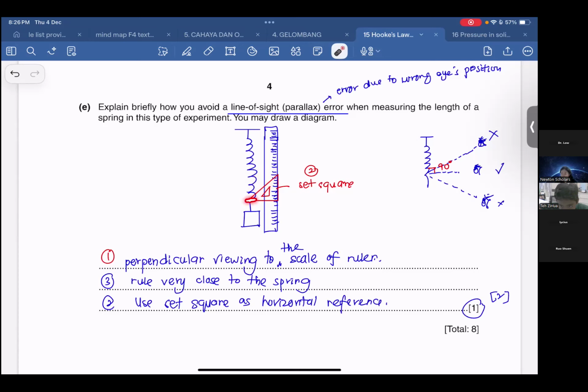Where do I need to measure? I want to measure from here, the new length. I want to measure this. So if you put it like this, it doesn't help me anything. You get what I mean? You need to make sure your set square, the horizontal part, is the horizontal reference.